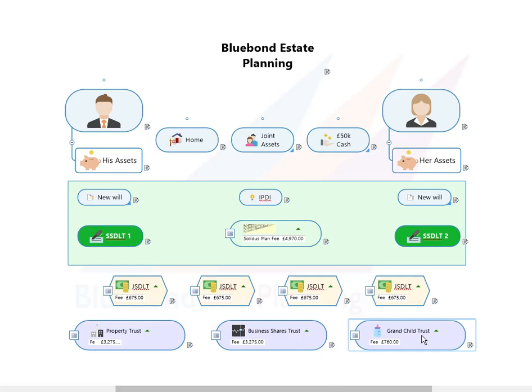So it's a different perspective. You leave some money to your grandchildren directly and you split all the remainder, the majority probably, between your children. Okay, so that's the grandchild's trust.